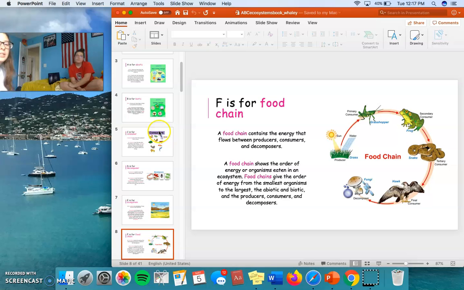Yes. You have? Do you think that everybody has the same food chain, or do you think it's different based on the different ecosystems and the abiotic and biotic factors? You do? Why do you think that?